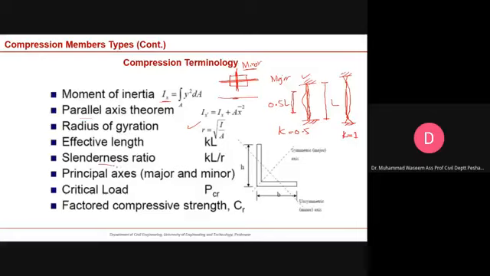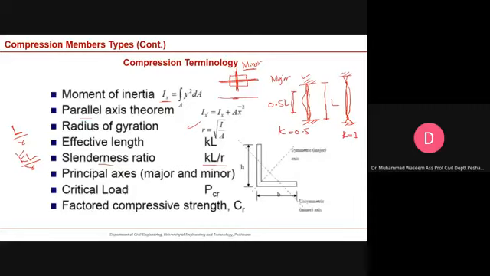Similar to the tension member, we have a slenderness ratio. In the tension member we denoted the slenderness ratio using this notation, but in the case of a compression member, we designate the slenderness ratio using this one. There is an additional term, K.